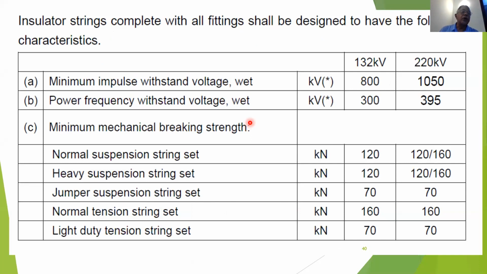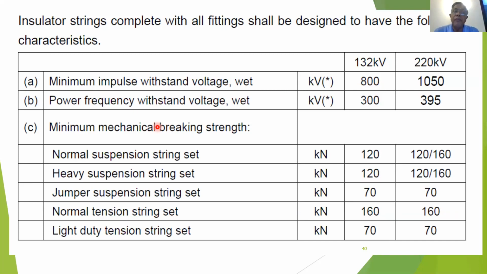So in this slide, the minimum impulse withstand voltage for 132 is 650, for 220 it is 1050, and the power frequency withstand voltage is 275 and 395. Now the power frequency withstand voltage is applied for 1 minute.